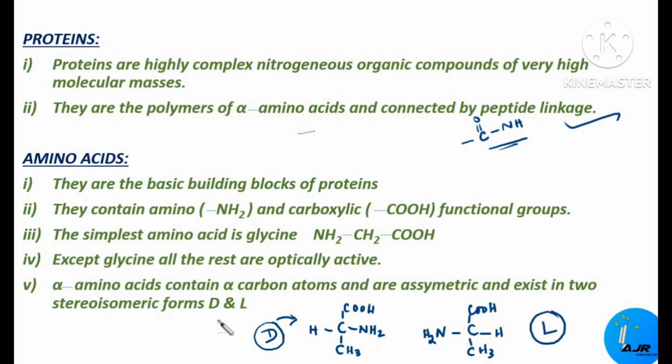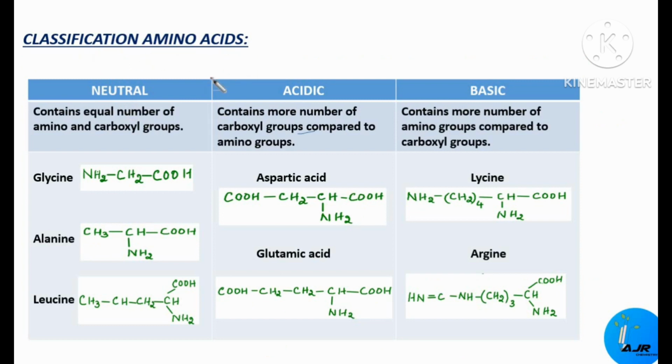Depending upon the number of amino and carboxylic groups, amino acids are of three types. So we are going to see the classification of amino acids now. We have three types: neutral, acidic and basic. In the neutral category, amino acids contain an equal number of amino and carboxyl groups.